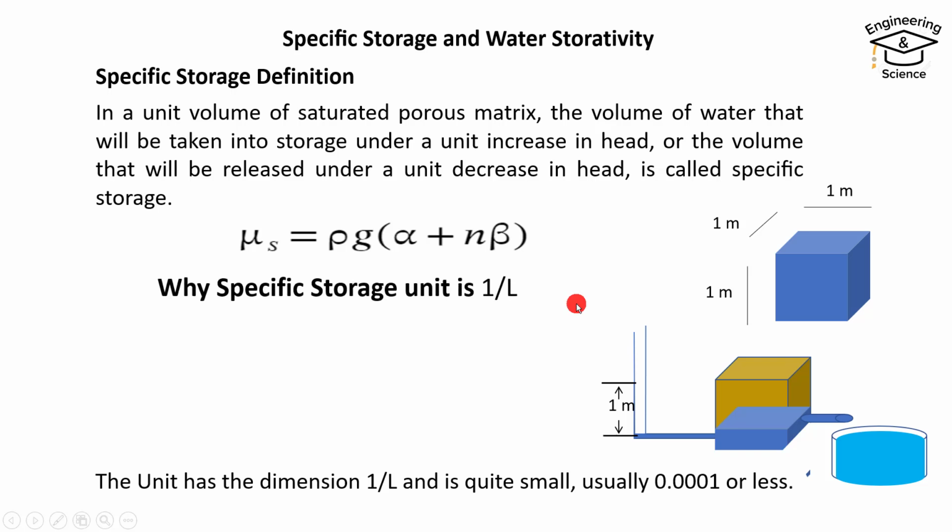Why is the specific storage unit 1 over L? Let's explain. Meter cubed is the volume extracted, over the volume of the aquifer, over the head, which is meter. These two volumes cancel each other, so what remains is 1 over meter, equal to 1 over unit of length.